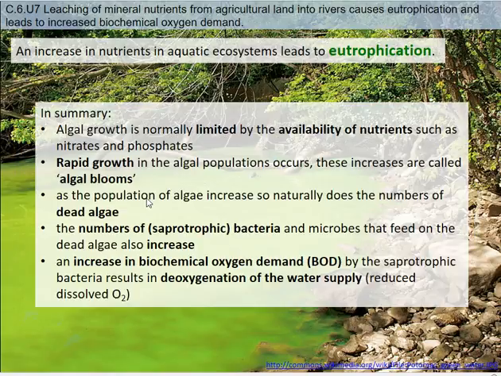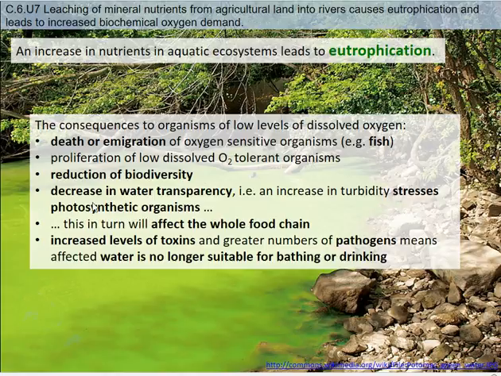So, in summary, deoxygenation: there will be an increase in the biological oxygen demand of the water by the bacteria. The consequences of that are death of fish or forced emigration, so they'll have to move out of their area, a reduction in overall biodiversity, so in species richness and evenness. The water transparency will become less, and so photosynthetic organisms will be much more stressed, and so the food chain will become affected. Increased levels of toxins and greater number of pathogens means water will no longer be safe for bathing or drinking by humans.